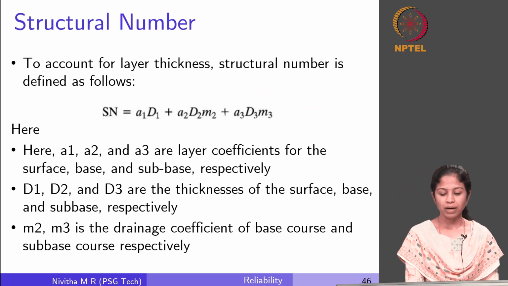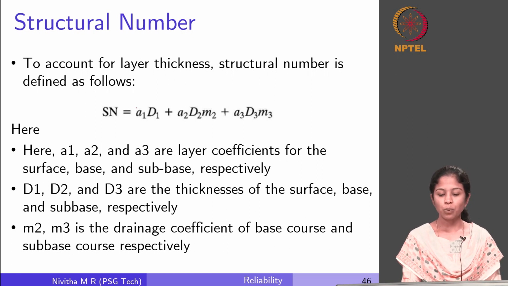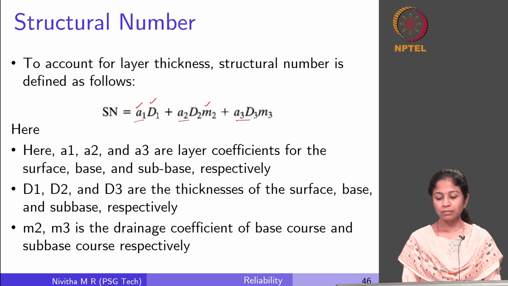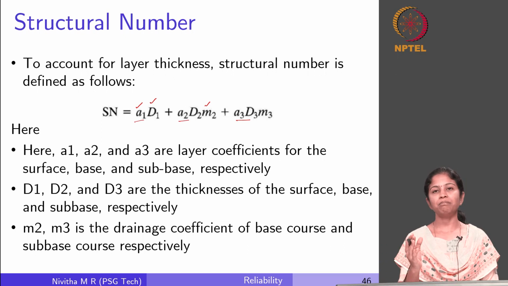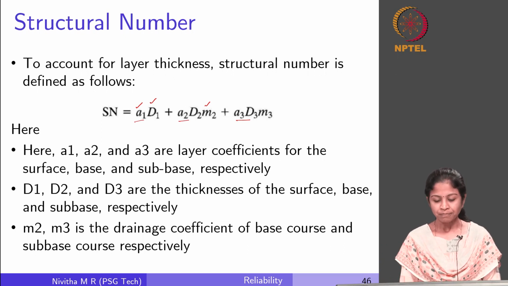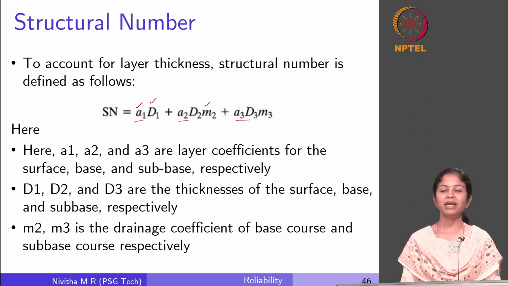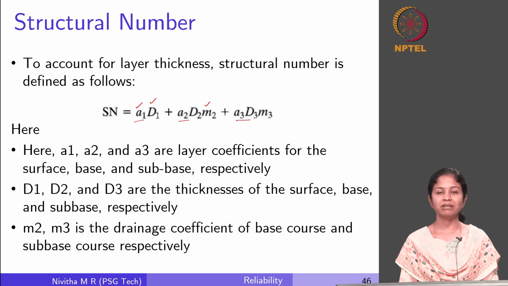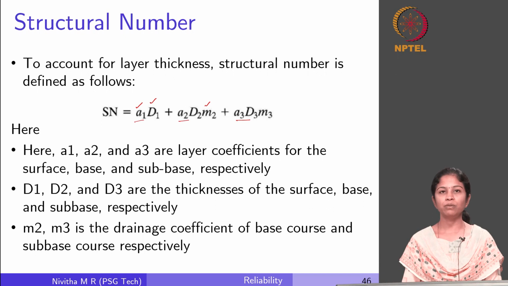So, this structural number is a function of 3 parameters, one is A, another is D and the third one is M. So, what are these coefficients A1, A2, A3? They are layer coefficients for the surface, base and subbase courses. So, this coefficient converts the difference in modulus value of each layer into a uniform value, so that all of them can be combined together into one number. So, it takes into account the relative difference in load carrying capacity of individual unit thickness of individual layers.